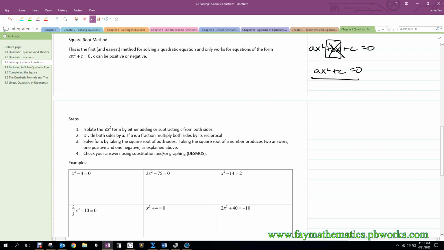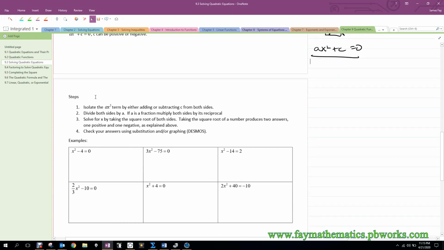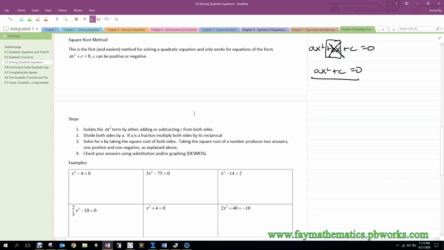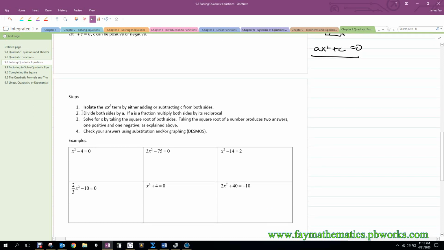These are the steps for solving this type of equation. The first thing you're going to do is isolate the ax squared term. That means get that all by itself on the left or right hand side. You're going to do that by either adding or subtracting whatever c was from both sides. The next step will be to divide both sides by that a term, if it's there. Here there is no a term in this example, or it's a 1, so I don't need to do that step. Here the a term is 3, so I would divide everything by 3.